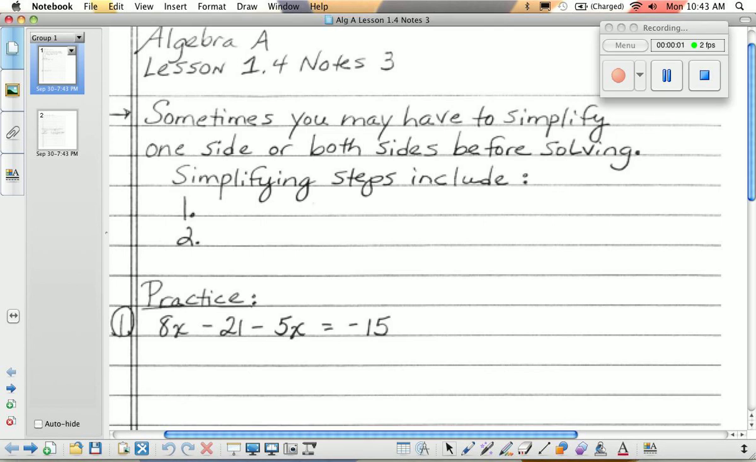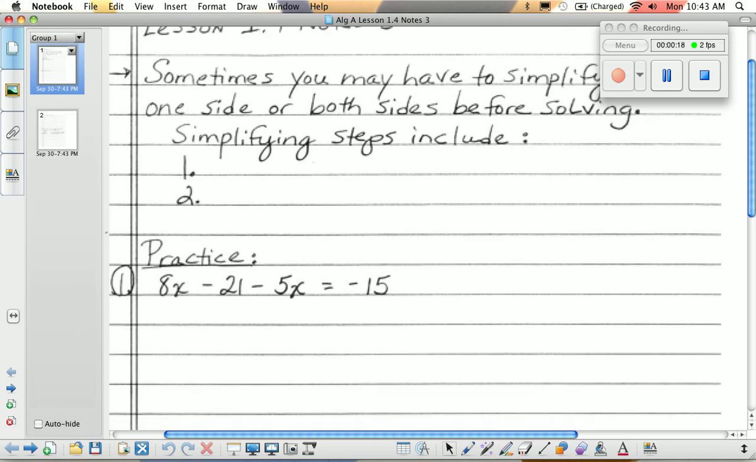So as we continue on in lesson 1.4, now we're starting to solve equations that not only have more than one step of work to do, but before we even start the solving process, we have to do some simplifying. And so that's why we took a little sidestep and did some practice simplifying algebraic expressions in the homework for today.